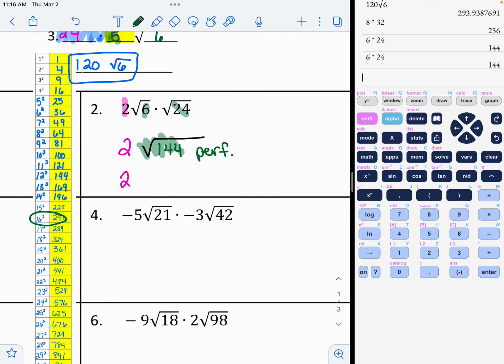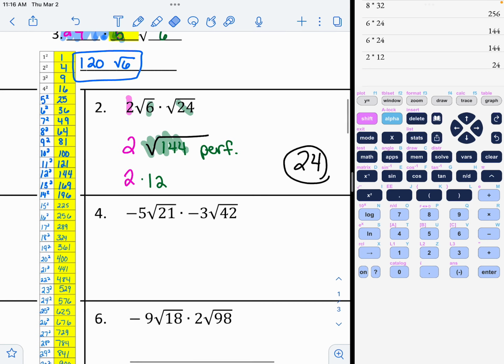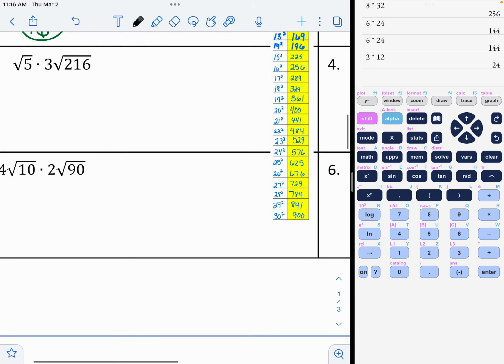So I'm going to drop down my 2, and this entire item turns into a perfect 12. So I'm going to change it. I'm going to write 2 dot 12, and 2 times 12 is 24. So my final answer is a plain 24. And I didn't use my list because I knew instinctively that 144 was a 12. Now let's go to number 3.